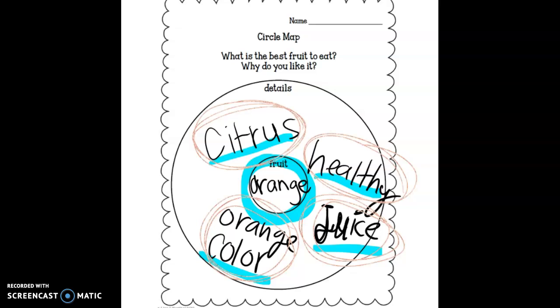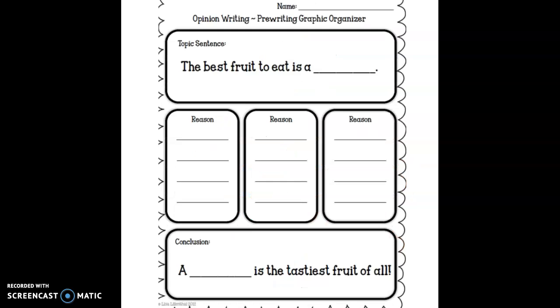Okay? Now the next page in your writing packet looks like this. This is called a graphic organizer. It helps you take these thoughts that you had in your circle map and add them into a more organized way of thinking so that you could write a story off of this. So there's a few things here. First of all, as always, don't forget your name. Then right here is your topic sentence. So our topic sentence says, the best fruit to eat is a blank. So in that blank is where you're going to write your favorite fruit.